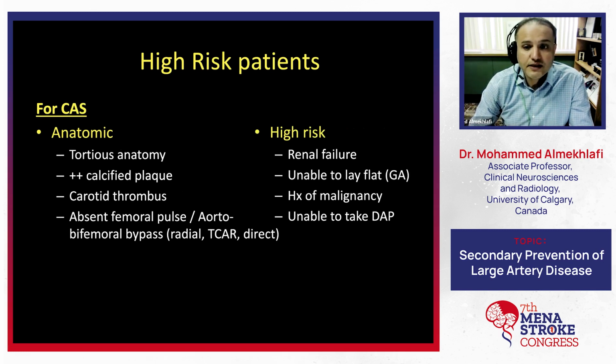Patients who are considered high risk for stenting are those who cannot have contrast due to renal failure or allergy, patients who are unable to lie flat and thus require GA or intubation, patients with history of active malignancy that causes a coagulopathy, and those who are unable to take dual antiplatelet therapy. Anatomical factors include tortuous anatomy, although nowadays that is less and less an issue. If we cannot access the carotid using transfemoral access, we can go transradial. Patients with heavily calcified plaque have a high risk of restenosis with stenting, although this again is a relative contraindication. Presence of a carotid thrombus is another consideration, and usually we start those patients on anticoagulation and wait before we undergo stenting or even endarterectomy.